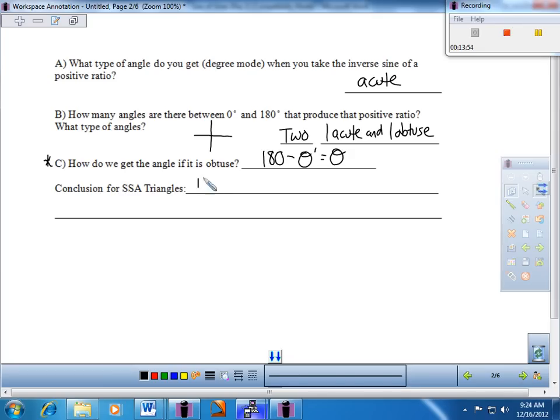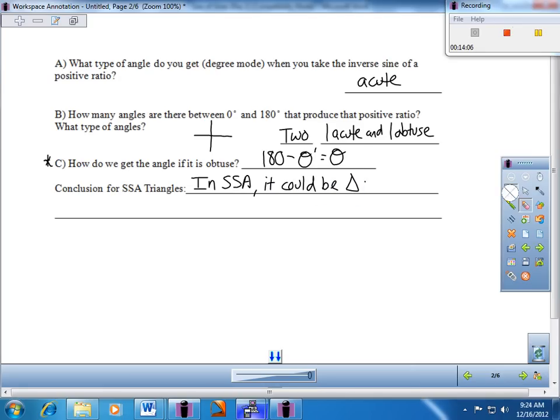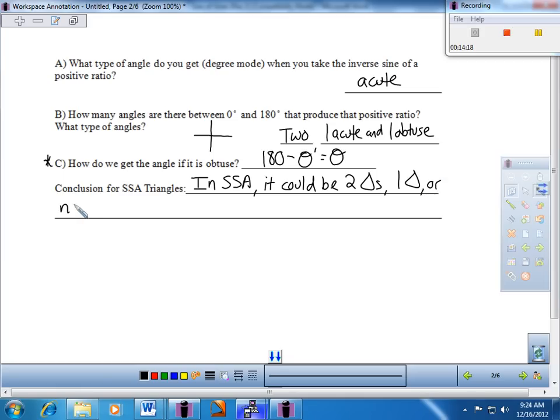So unfortunately, again, SSA is what's called the ambiguous case. So in SSA, as a matter of fact, it could be two different triangles. Sorry, let me quickly erase. It could be two different triangles, or one triangle, or no triangles at all. And we'll see all of this.